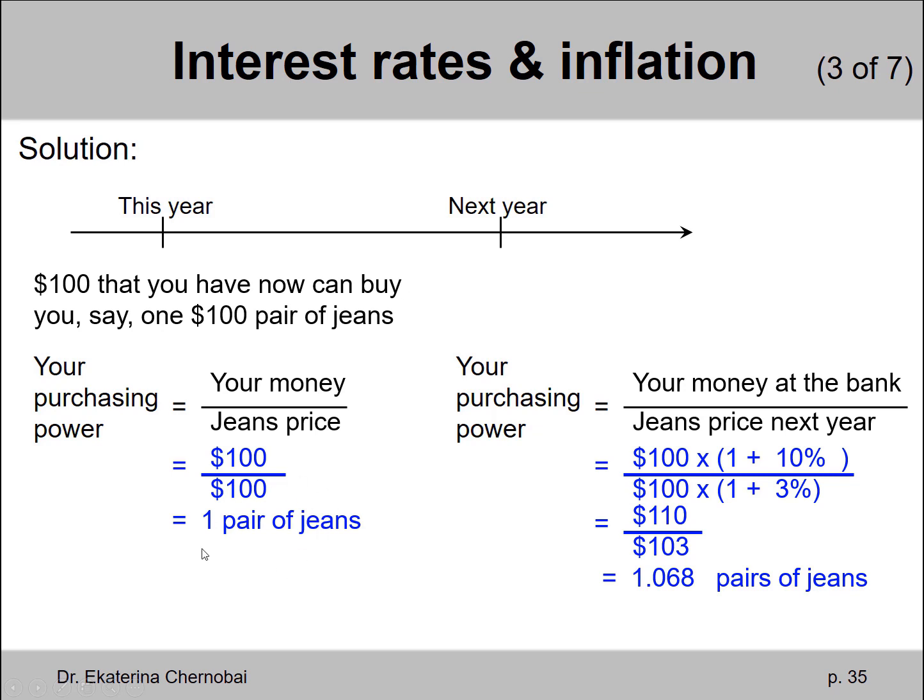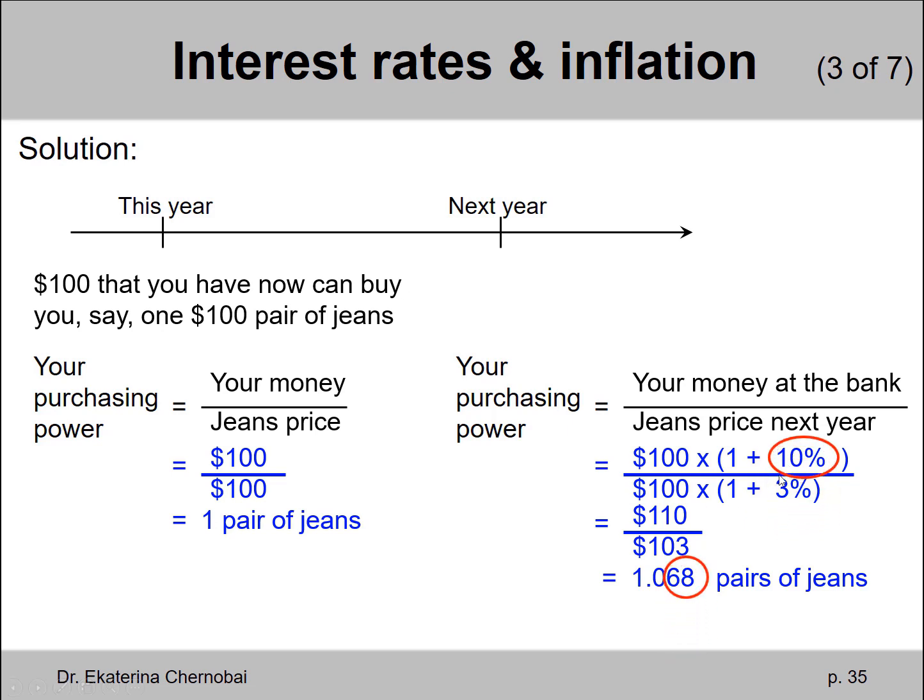So today your $100 can buy 1 pair of jeans. Next year, you will be able to buy only a little, 1.068 pairs of jeans, a little bit more, which is a good thing.